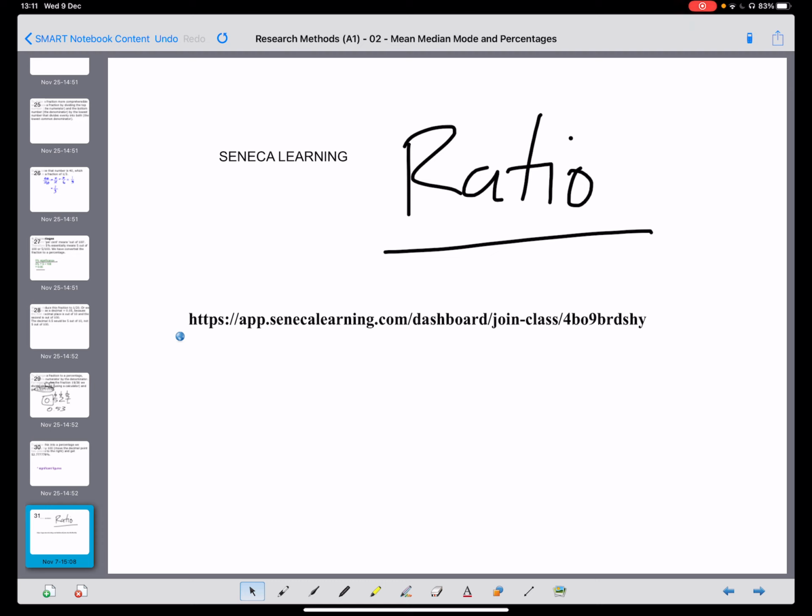Don't be scared of it. It's important that you get these marks because they often are worth marks without much effort.